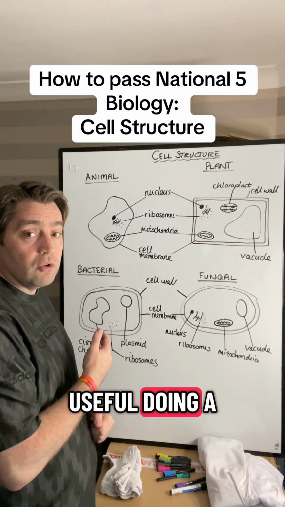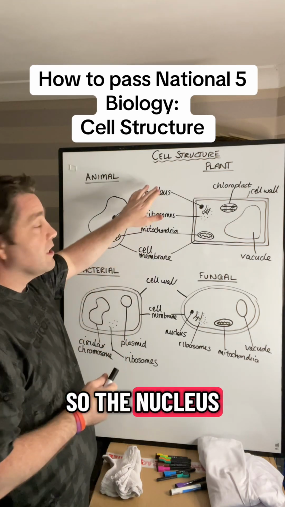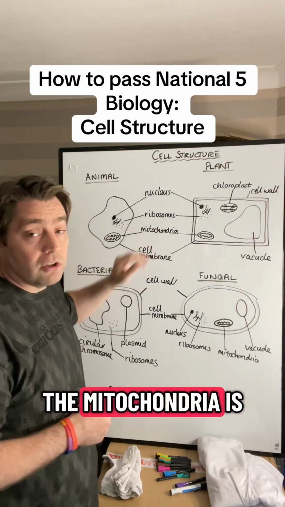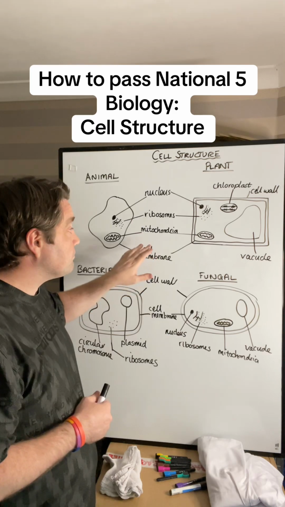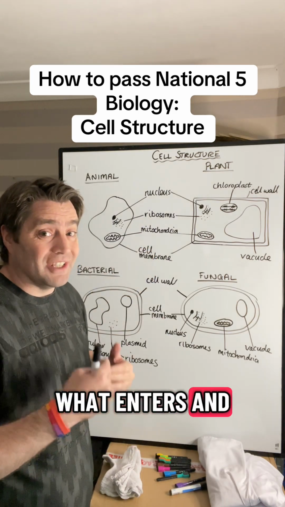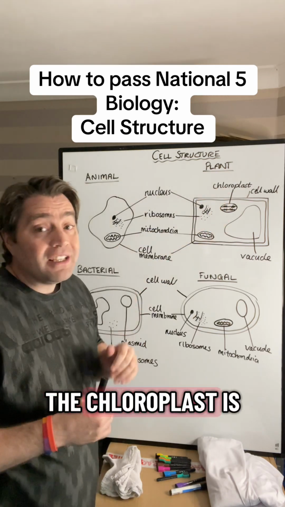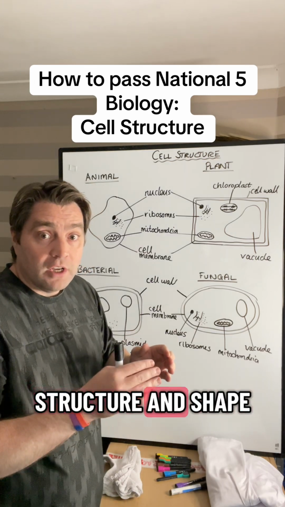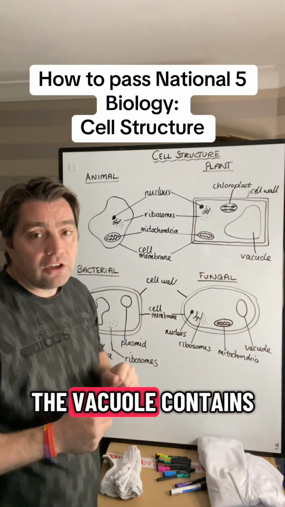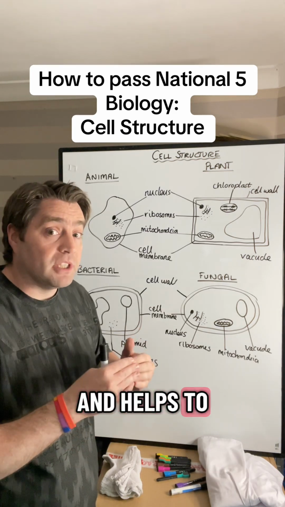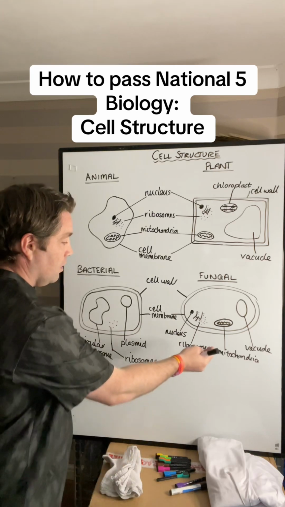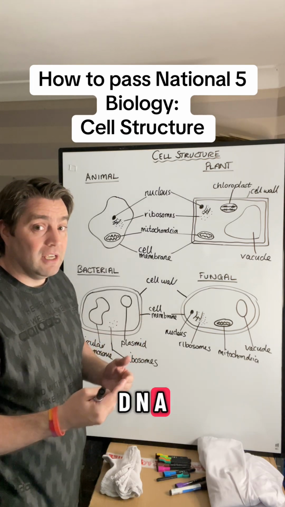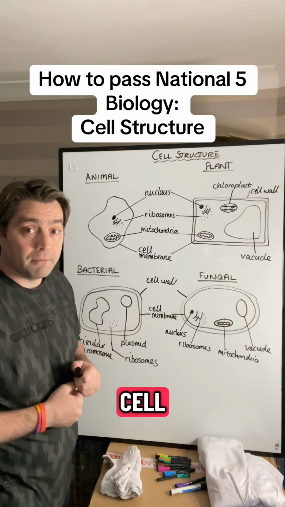I hope that's useful, doing a run through of that. So the nucleus controls the cell's activities, the ribosome is the site of protein synthesis, the mitochondria is the site of aerobic respiration, cell membrane controls what enters and exits the cell, the chloroplast is the site of photosynthesis, the cell wall gives the cell structure and shape and support, the vacuole contains the cell sap and helps to keep the plant cell turgid, and the plasmid contains additional circular DNA within the bacterial cell.